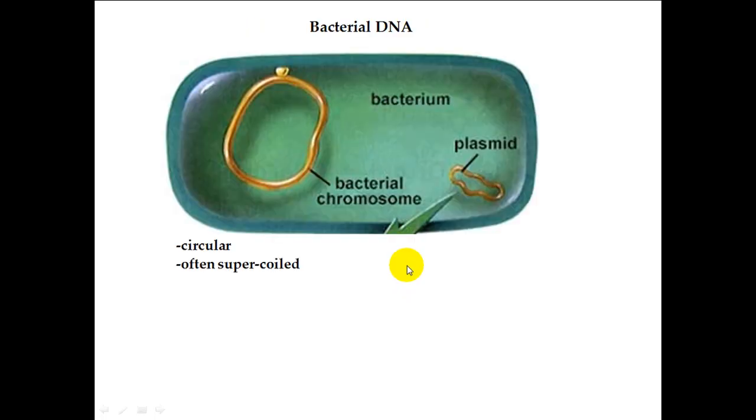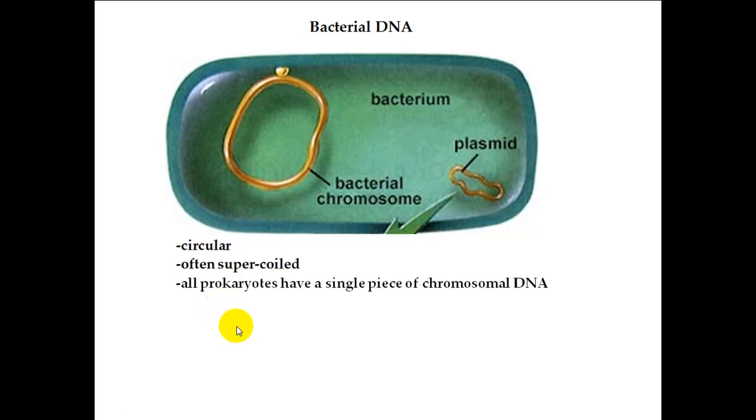All right, so again, bacterial DNA is circular. It's not circular in our cells though, and it's often supercoiled. Again, in this picture at least, you see two different kinds of bacterial DNA. There's chromosomal DNA, and there's plasmid DNA. So we'll talk about the differences between those two types of DNA next.